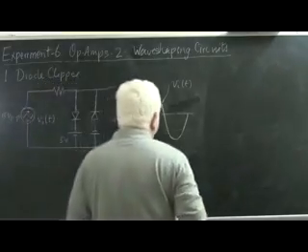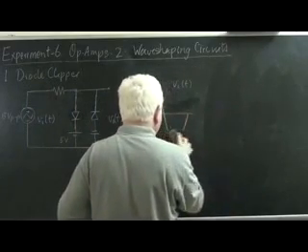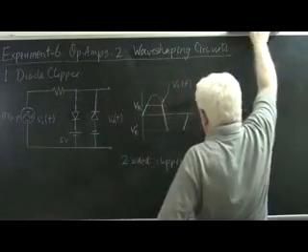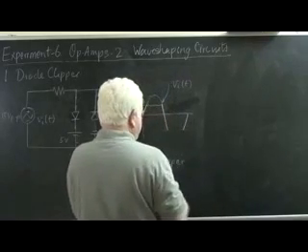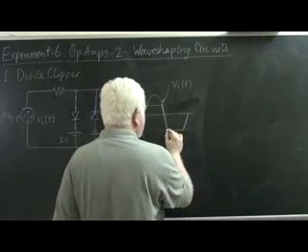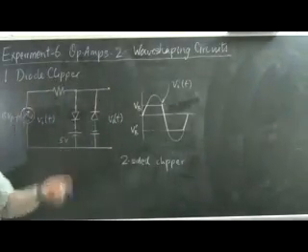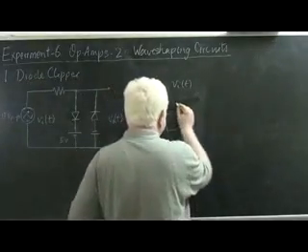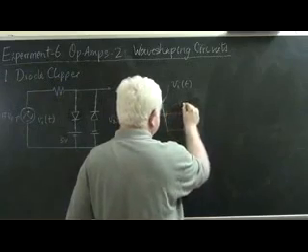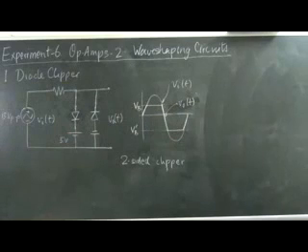Two-sided clipper. So what you would get here is this, even though the input goes this way. The yellow signal is the output and the white signal is the input for a two-sided clipper. This is the diode clipper operated with both sides functioning.